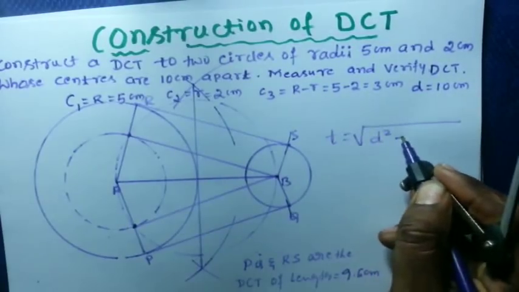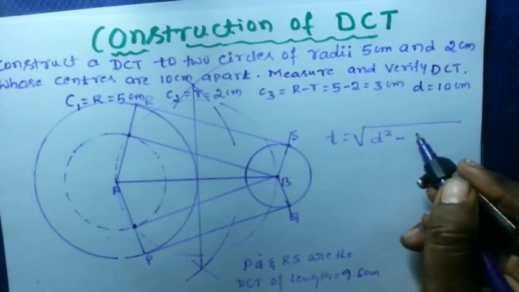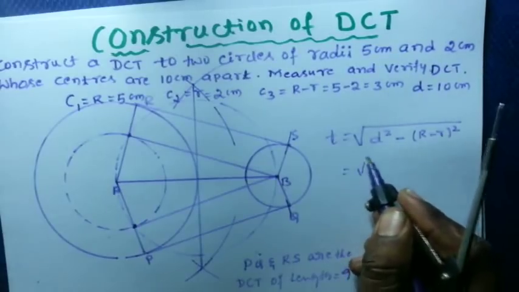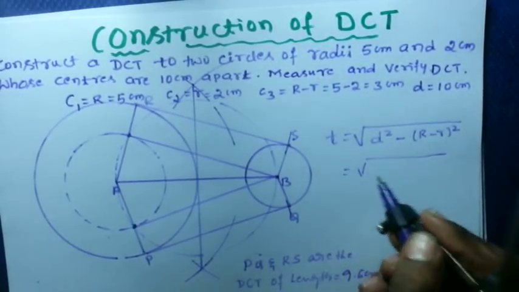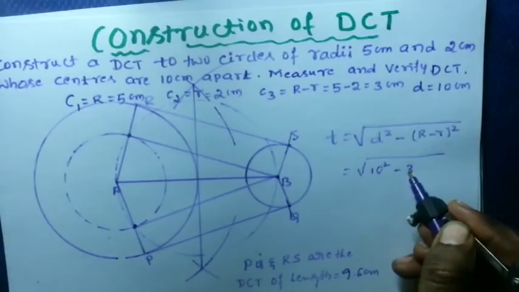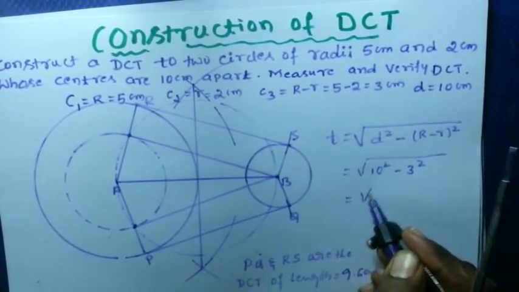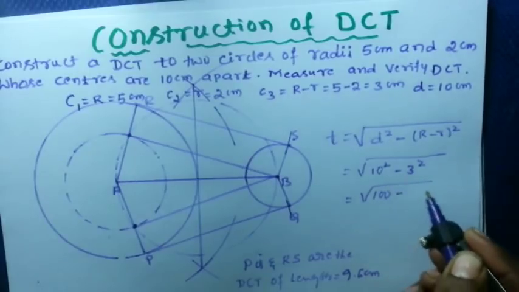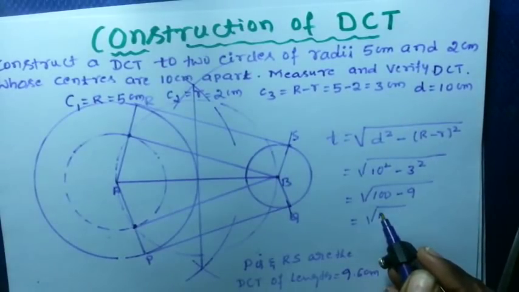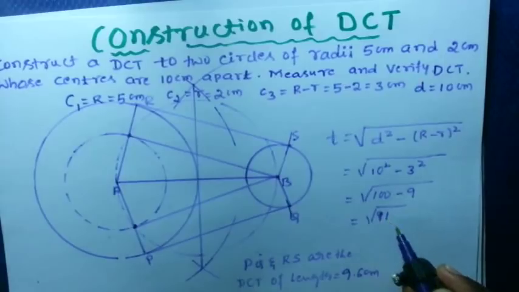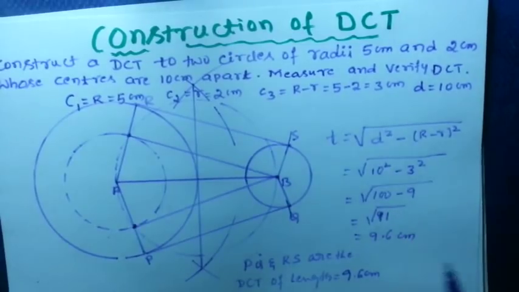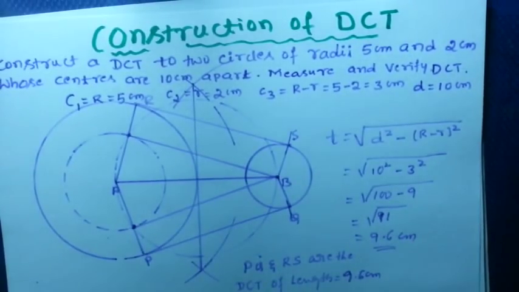That is equal to the square root of D square, 10 square, minus (R minus r) which is 3 square. 10 square is 100, minus 3 square is 9. If you subtract these two, we get 91. The square root of 91 is 9.6 centimeters. That's all, and verified. Thank you.